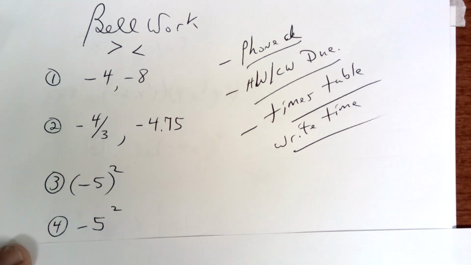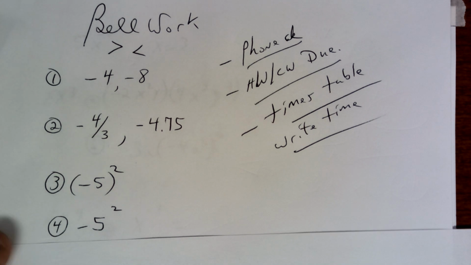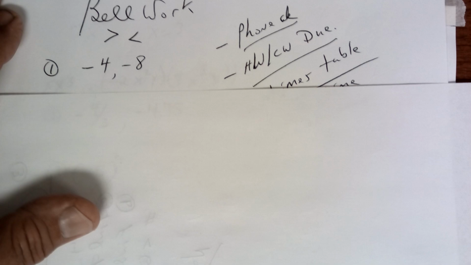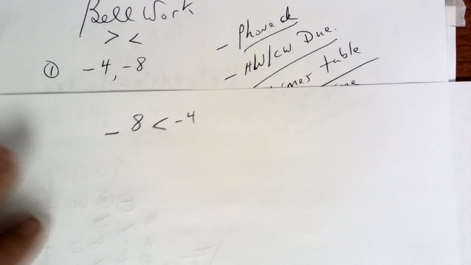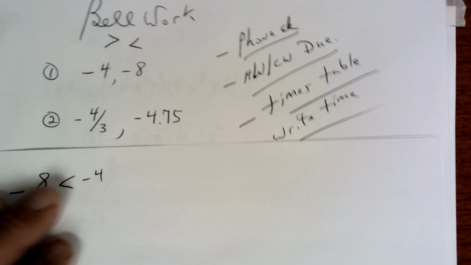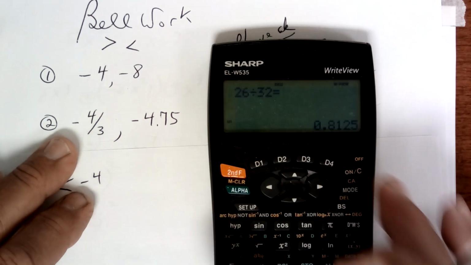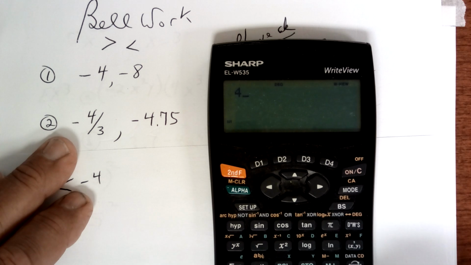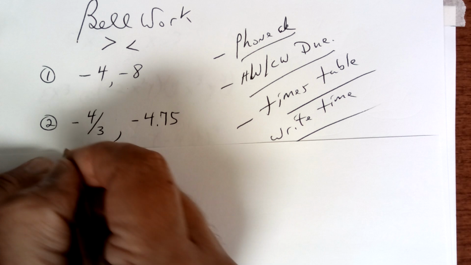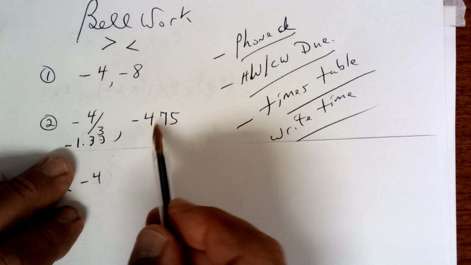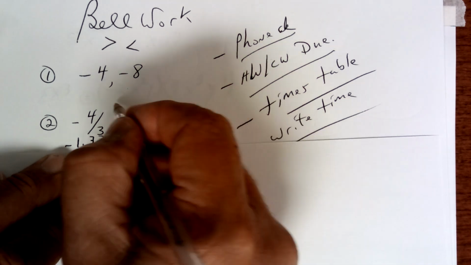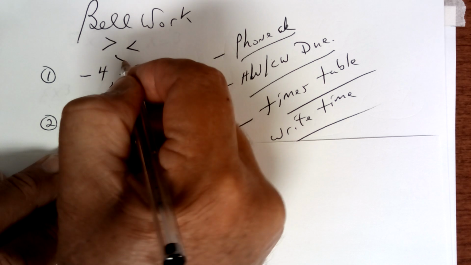Okay? All right, so look here. The bigger the negative, the smaller it is. Negative 8 is smaller than negative 4. This one right here, 4 divided by 3, well, we got to know what that is. And when we do that, we get 1.3 repeating. Now this right here is a bigger negative, so that one's going to be smaller. So we want to go like this. This one should have been like that.